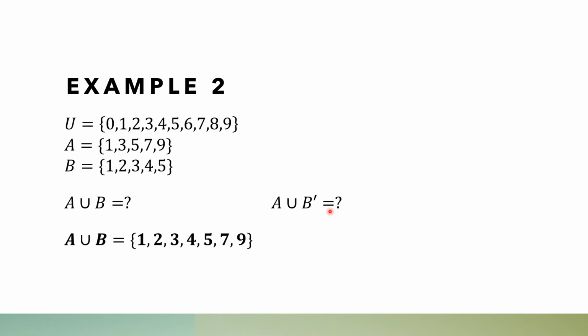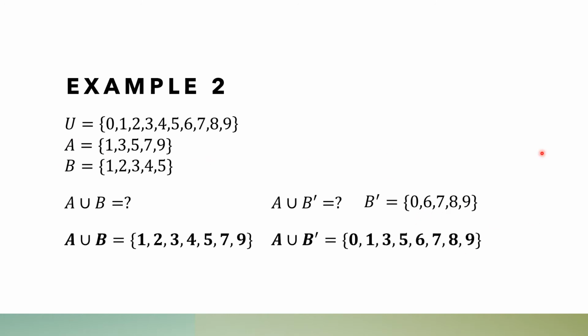Let's have another challenge. How about A union B prime? The strategy is to first get B prime. B prime is 0, 6, 7, 8, 9. Now, combining set A and set B prime, A union B prime is 0, 1, 3, 5, 6, 7, 8, 9.